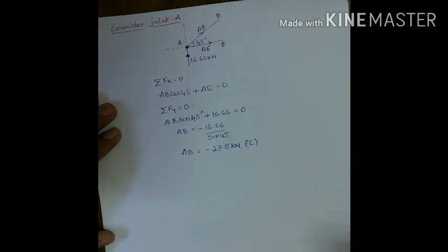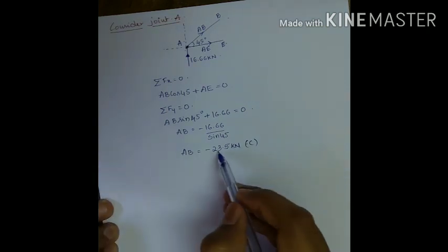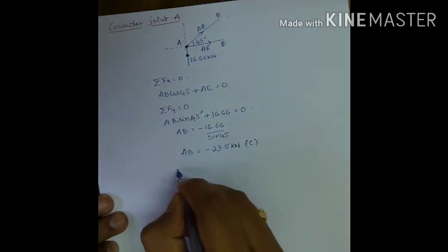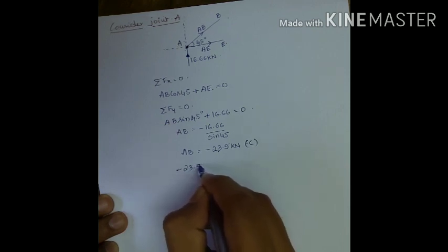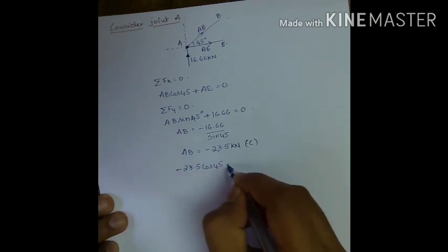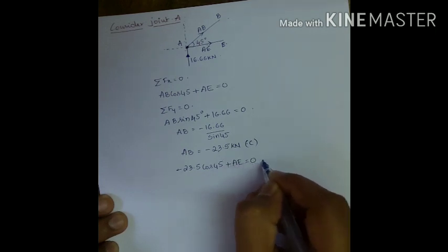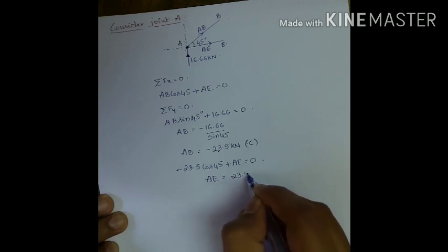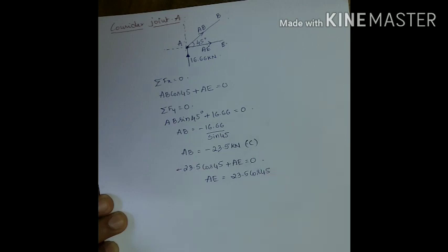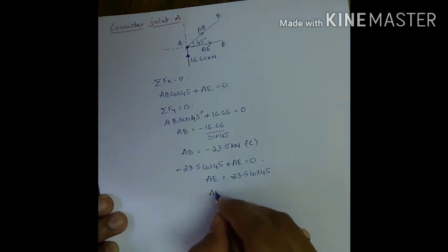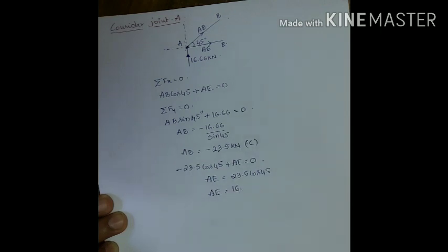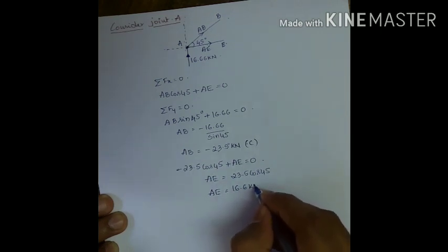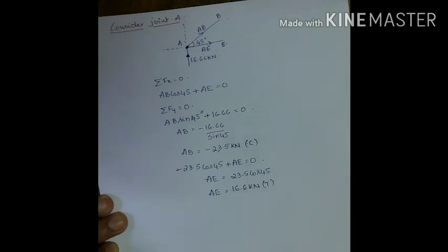Substituting this force in the first equation: minus 23.5 cos 45 plus AE is equal to 0. Therefore AE is equal to 23.5 cos 45. AE is equal to 16.6 kilonewton, which is positive, and it is tension.